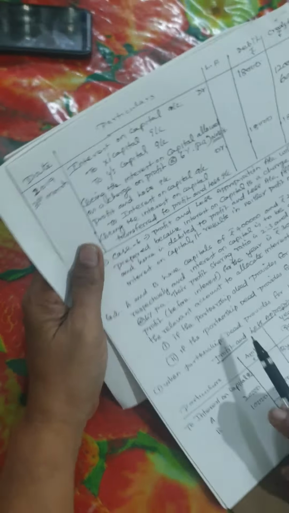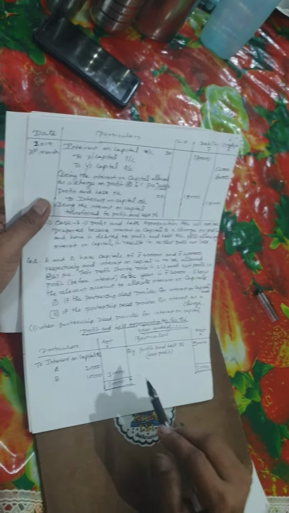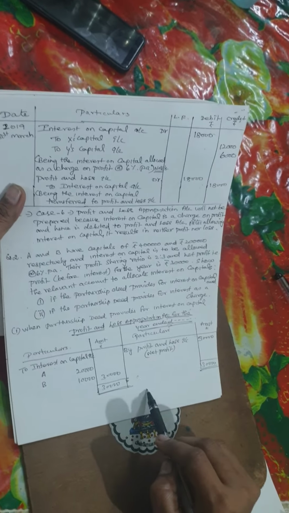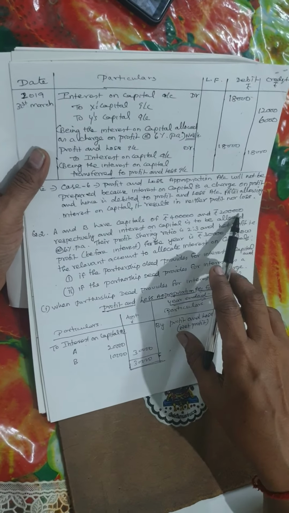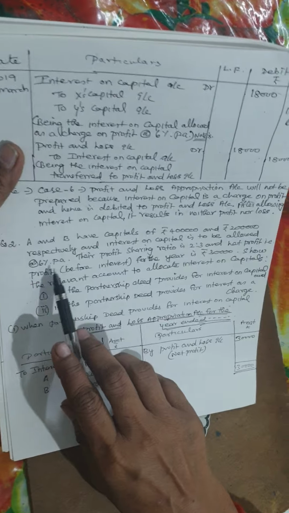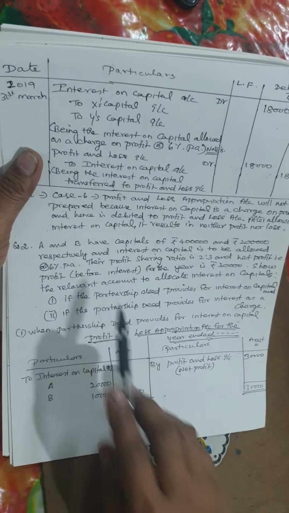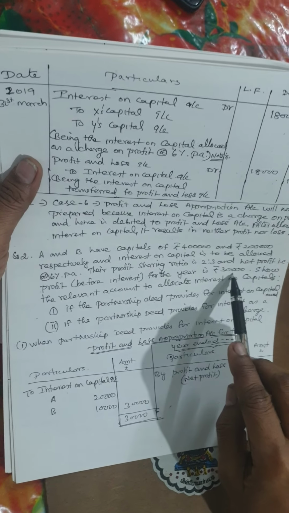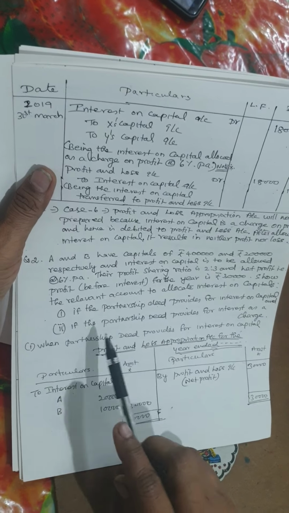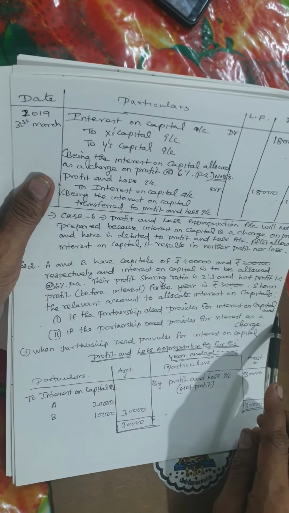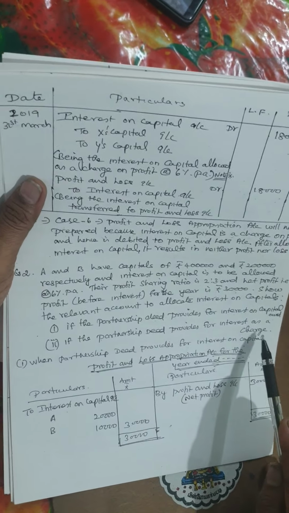Now one more sum I have done based upon the interest on capital only, but with inadequate profit, how to do it? Just see here. Now A and B have capital of 4 lakhs and 2 lakhs. Interest on capital allowed is 6%. Profit sharing ratio is 2:3. And the net profit before interest is given as 30,000. Show the relevant accounts to allocate the interest on capital, if partnership deed provides for interest on capital, if partnership deed provides for interest on capital as charge.